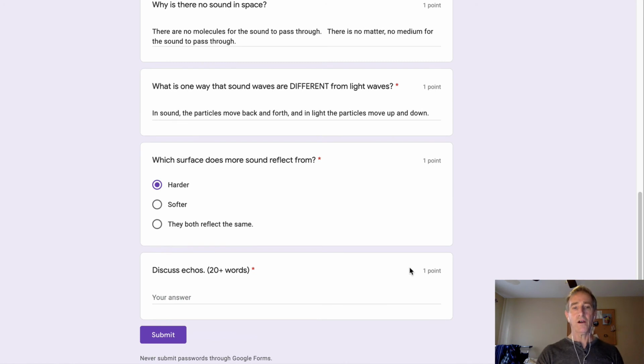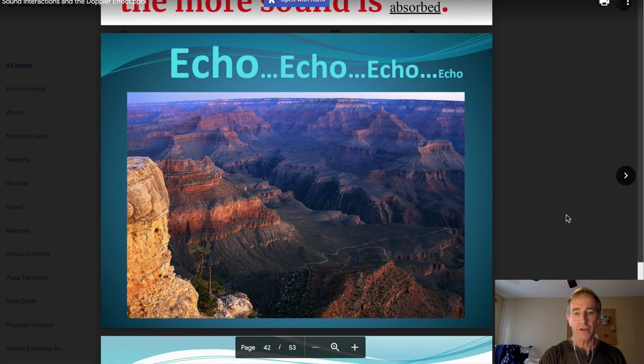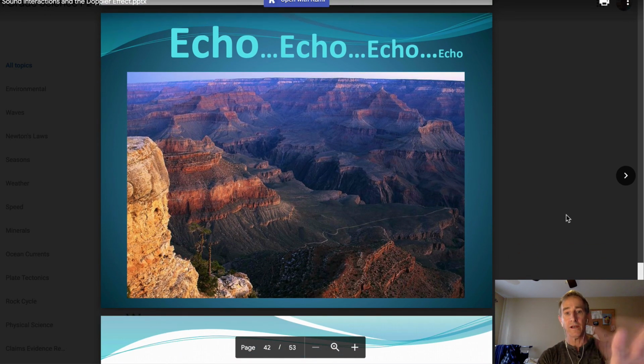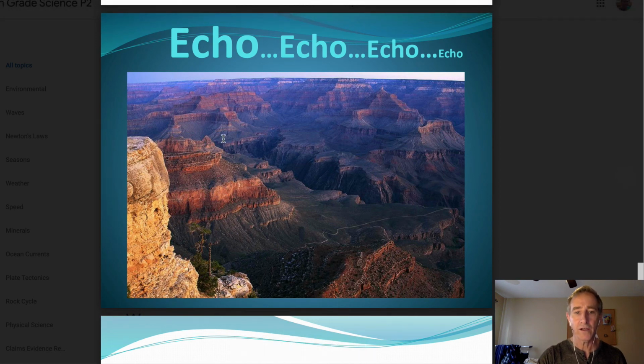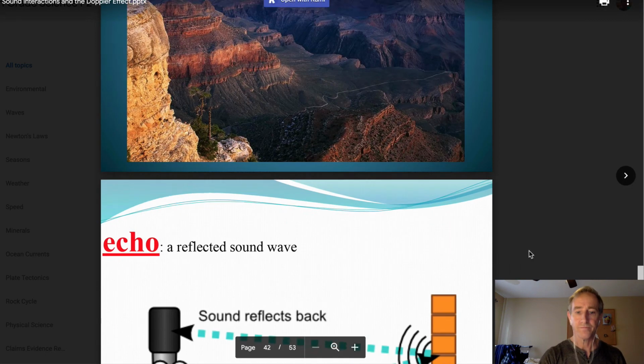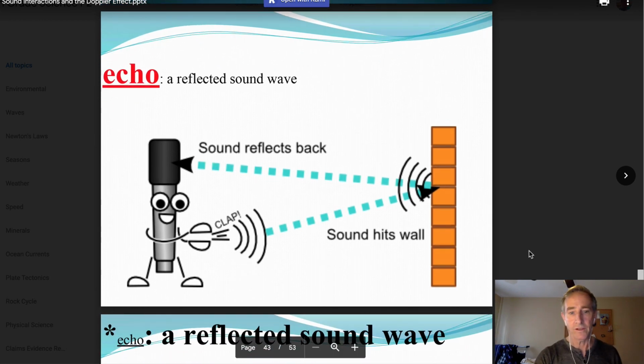Discuss echoes. Echo, echo. That's when you yell into a space and there's something there that reflects the sound back to you, and you can hear the sound come back to you just after you have said it. This is showing a picture of a canyon because people will frequently send a sound into a canyon and you'll hear the reflections from different surfaces at different times. It's a reflected sound wave, and the sound reflects back.